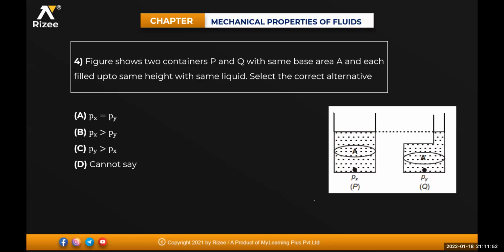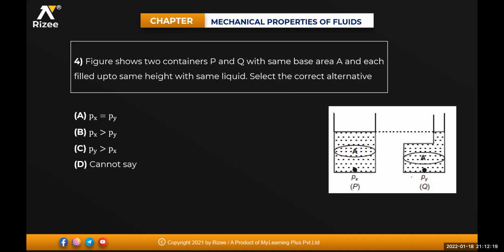Next one. The figure shows two containers P and Q. See here, beta, this is container P and this is container Q with the same base area, capital A, and each is filled up to the same height with the same liquid. Select the correct alternatives. Pressure at X will be equal to pressure at Y. Pressure at X is greater than pressure at Y. Pressure at Y is greater than pressure at X. Cannot say anything. Can anyone give me the answer for this one, beta?